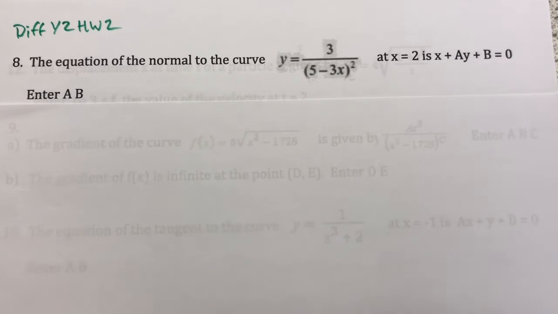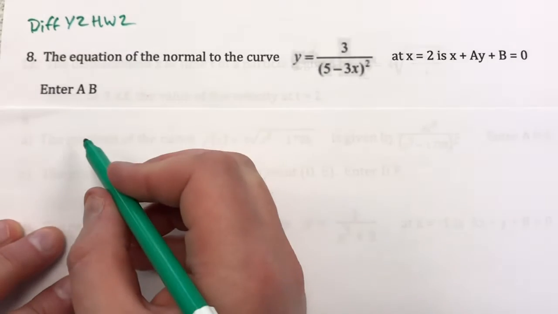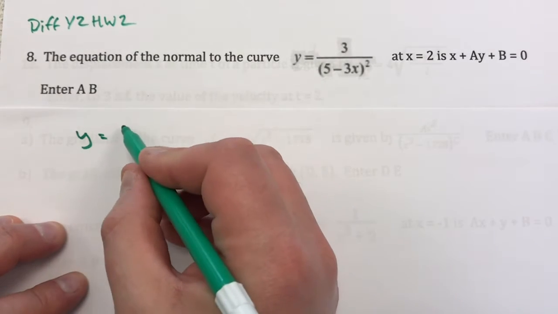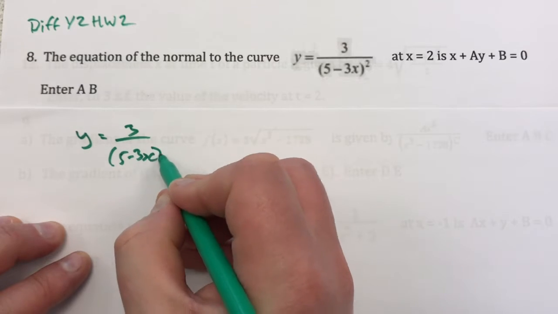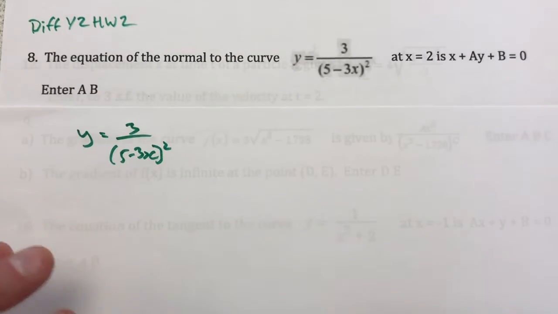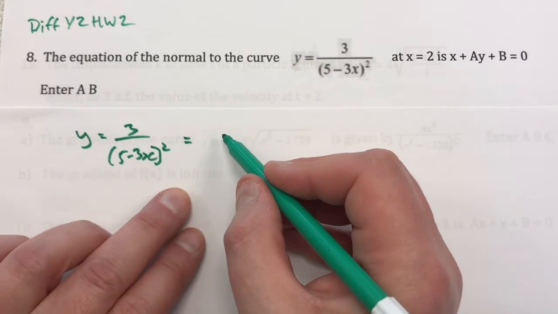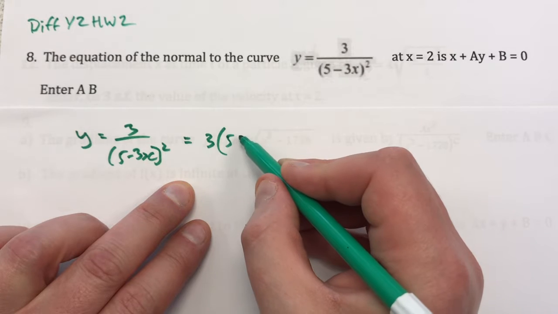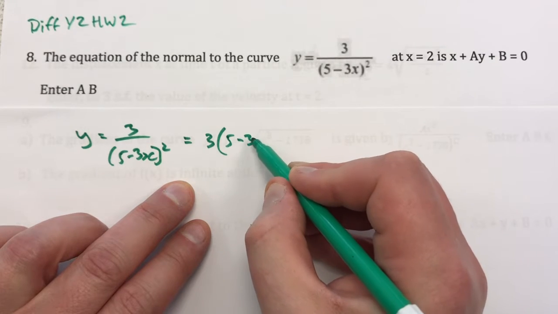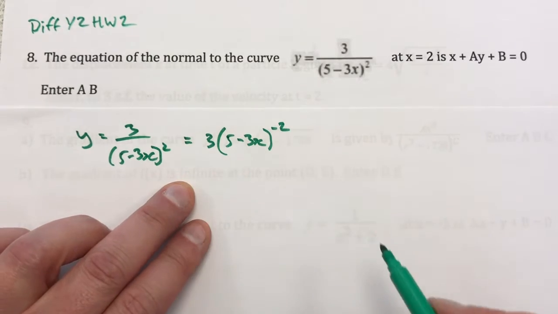Question 8, quite a few steps to get through this one. Nice contextual question here, entry level. We have an expression of 3 over (5 minus 3x) squared. And we're going to be differentiating this by parts, so it's going to be much nicer to write this as 3 times (5 minus 3x) to the minus 2 in this fashion.